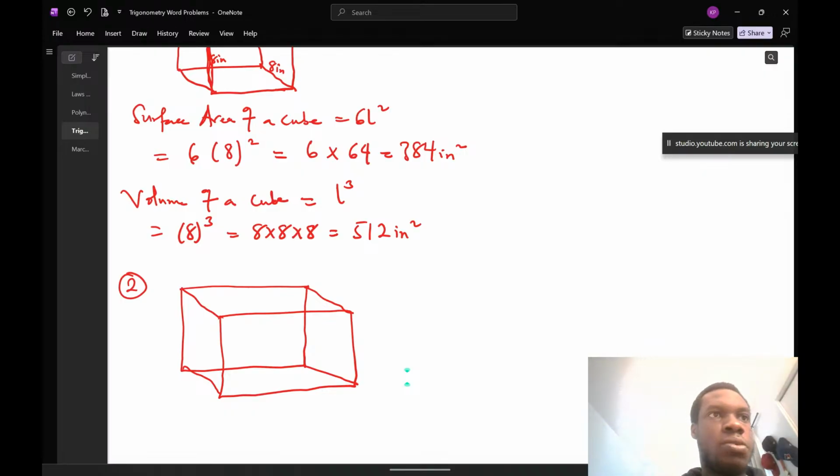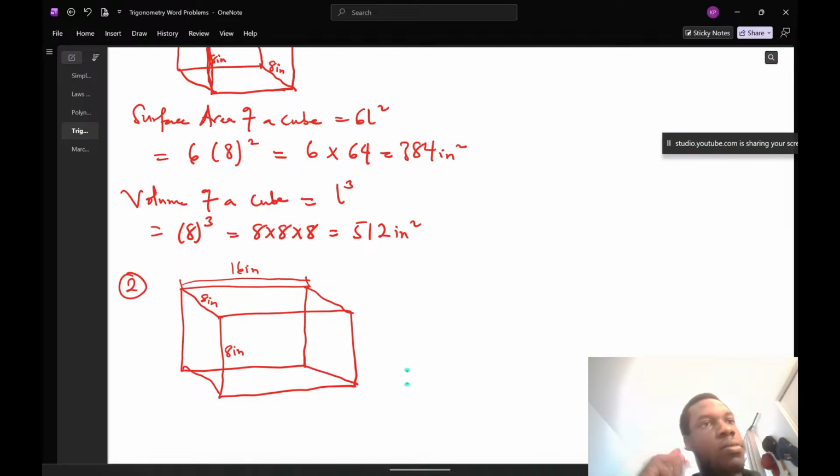So now we have this side. The top side is always longer than this side. So this side to this side is 16 inches. This side to this side is 8 inches. This side to this side is 8 inches.